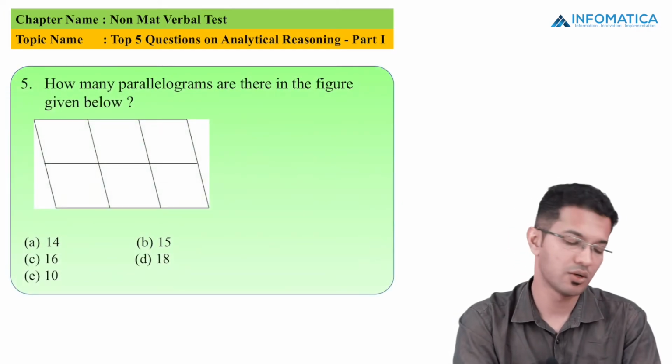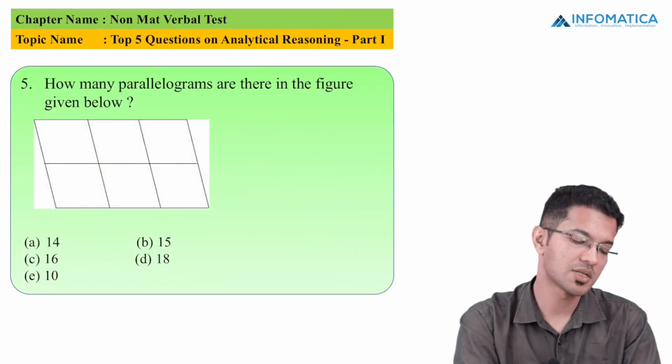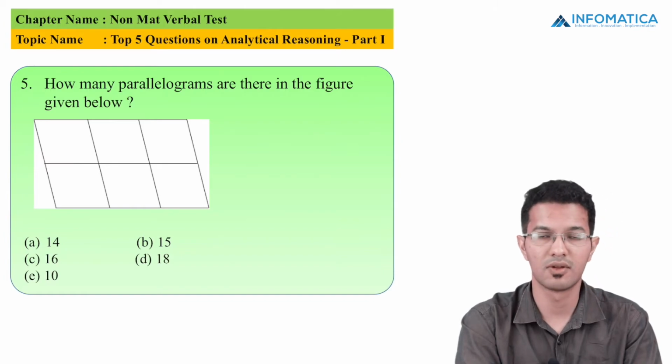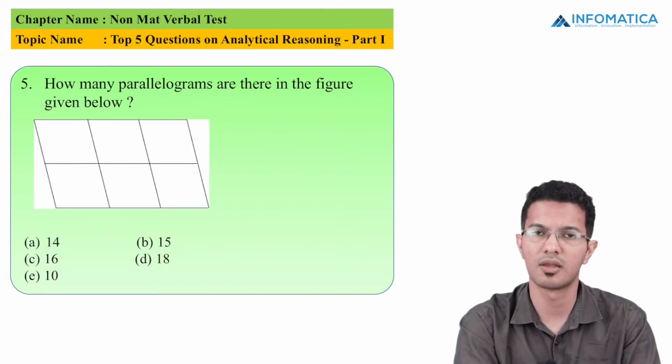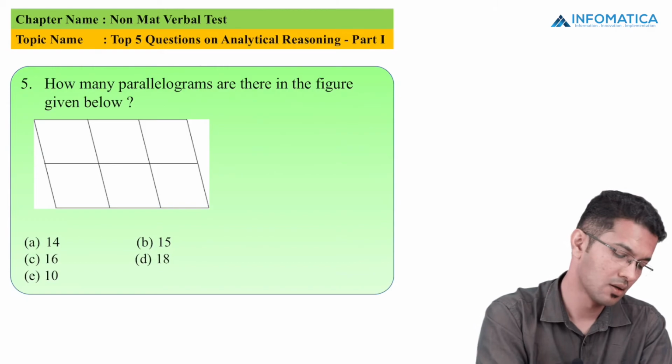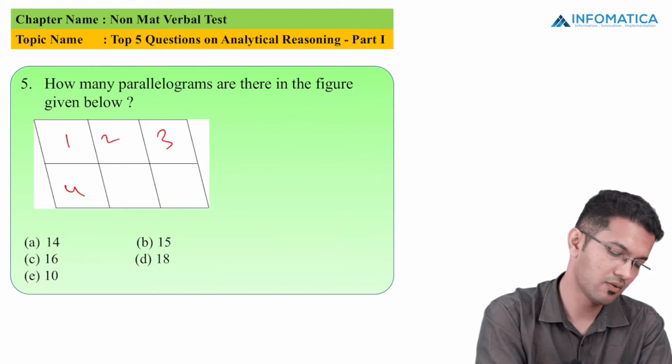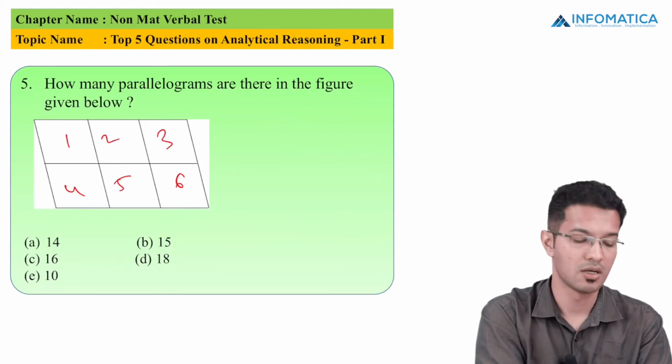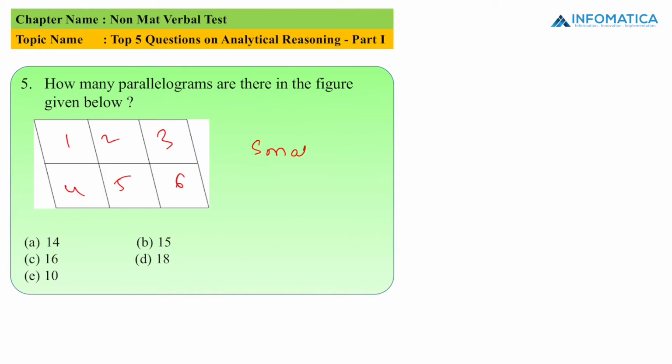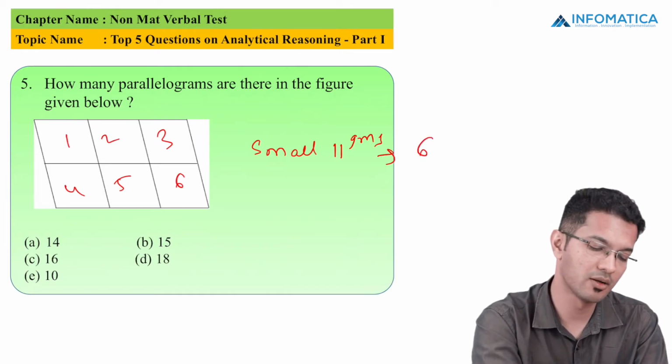And now for the last MCQ, it says how many parallelograms are there in the figure given below. So let me start with the smaller parallelograms. This will be 1, 2, 3, 4, 5 and 6. I'm going for the smaller parallelograms first. So I'm having 6 small parallelograms.